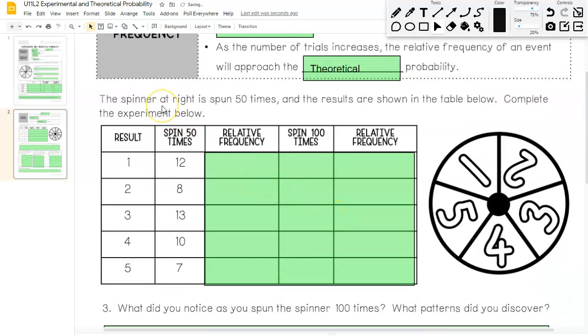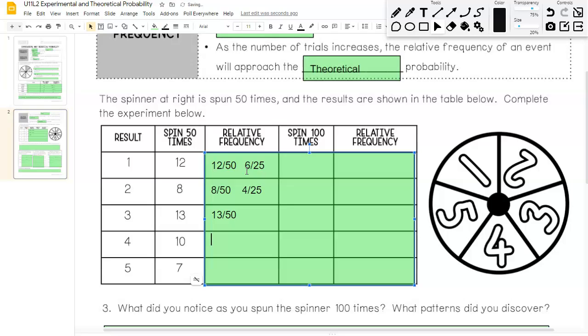Alright, now the spinner at the right is spun 50 times and the results are shown in the table below. Complete the experiment below. The relative frequency, that is how many times it was spun out of the total. So that is 12 out of 50, which is 6 out of 25. Now, the next one, it would be 8 out of 50, which is the same as 4 out of 25. Next one is 13 out of 50, and that one's just going to stay 13 out of 50.